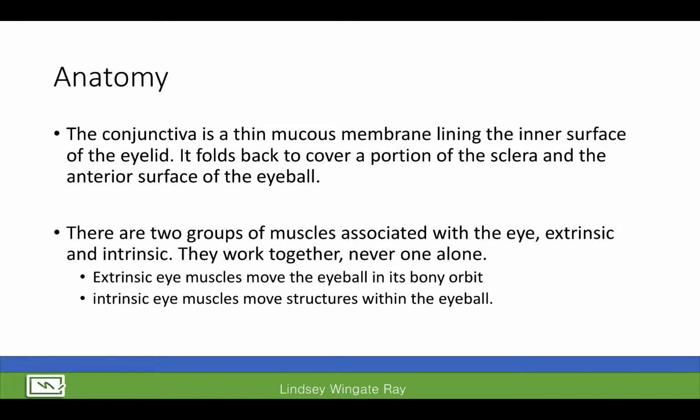The conjunctiva is a thin mucous membrane lining the inner surface of your eyelid. It folds back to cover a portion of the sclera and the anterior surface of the eyeball. The conjunctiva does not cover the cornea. It secretes a substance moisturizing the eye. Bloodshot eyes and pink eye occur with dilation of the vessels in the conjunctiva.